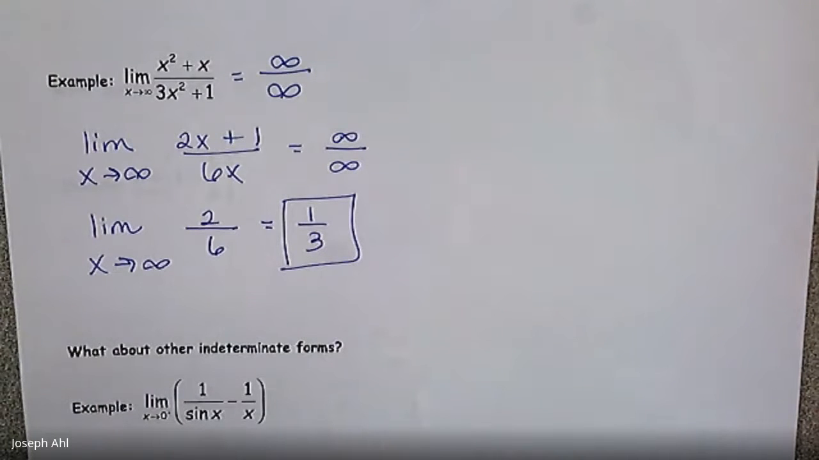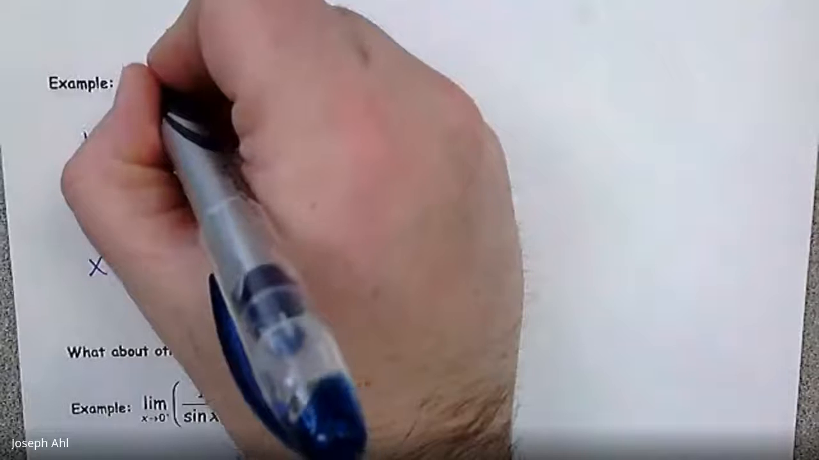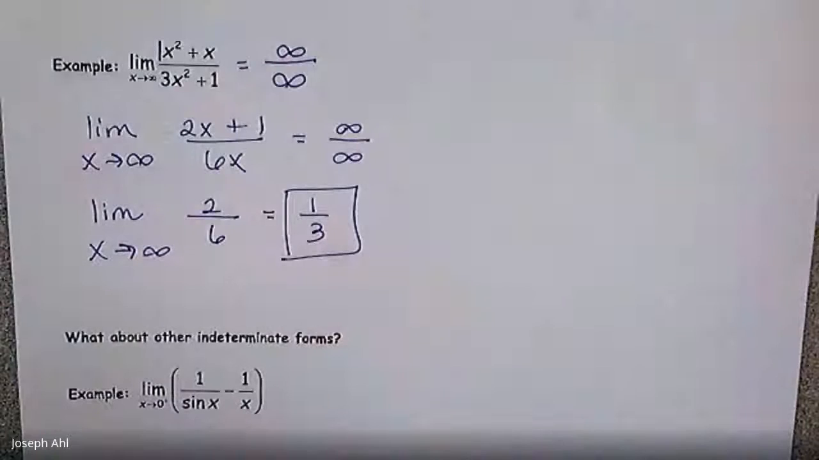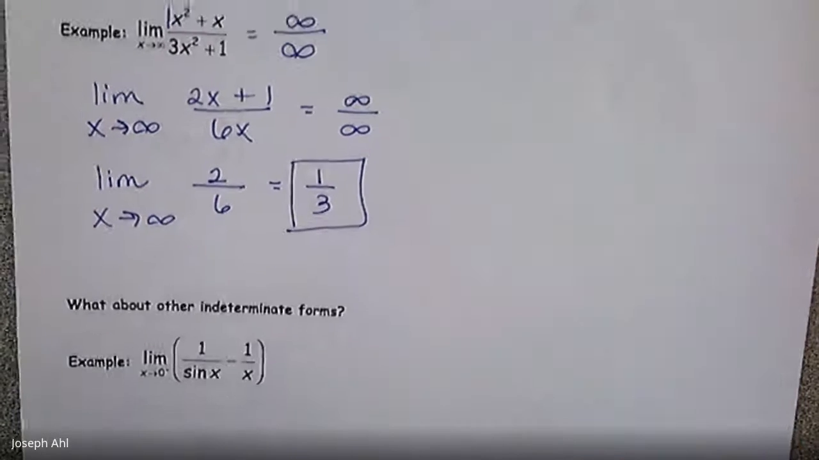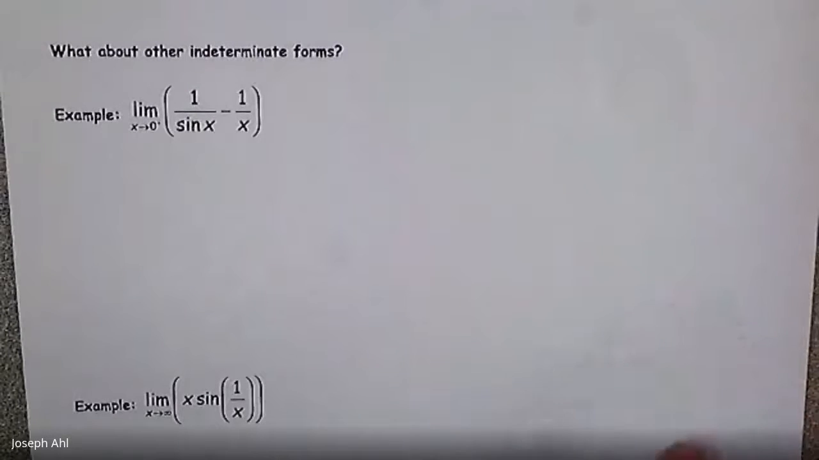Now, maybe we didn't need L'Hopital's to do this because we know something about the way this graph looks, and we know it's the ratio of those coefficients because we know something about horizontal asymptotes, okay? But moving on from here, we want to start looking for these two forms. We want to look for infinity over infinity, or we want 0 over 0. Those are the two indeterminate forms that we can apply L'Hopital's rule in.